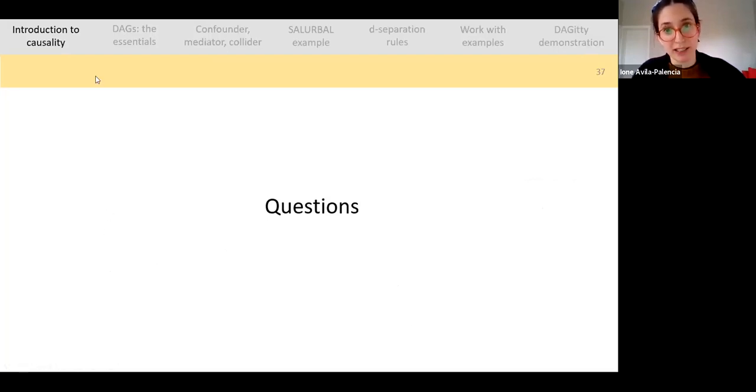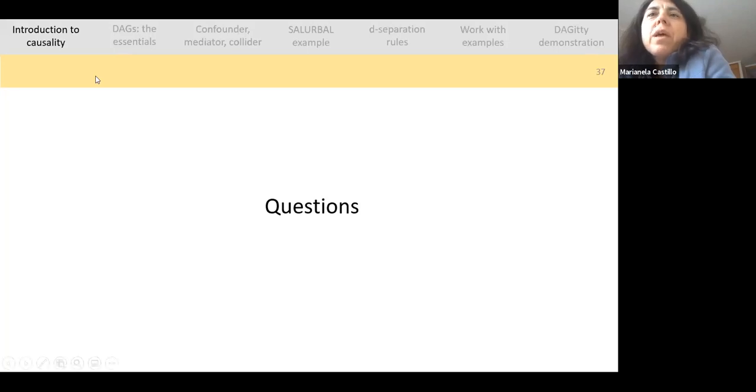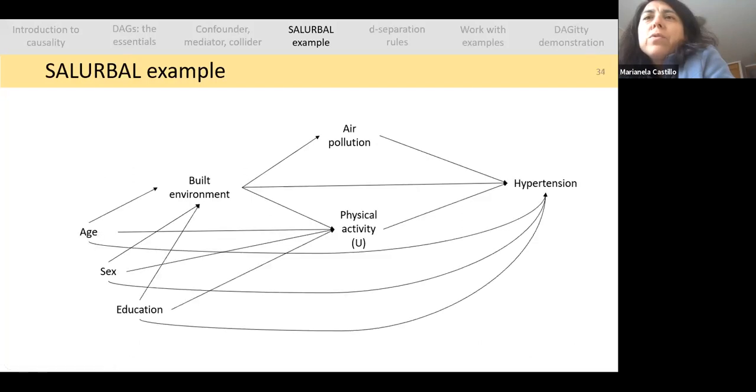I can see. I'm a bit confused. Oh, sorry, if you can show the first diagram. What I'm confused about is the collider, because I have understood that physical activity needs to have arrows from both ends, from both sides, so that it is a collider.